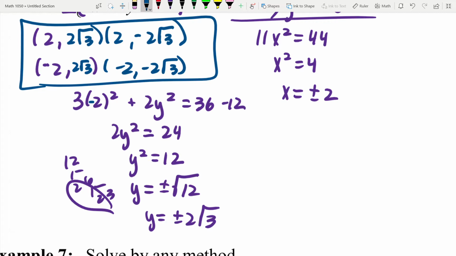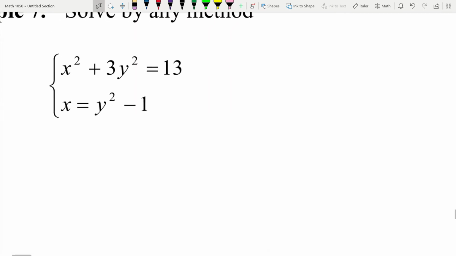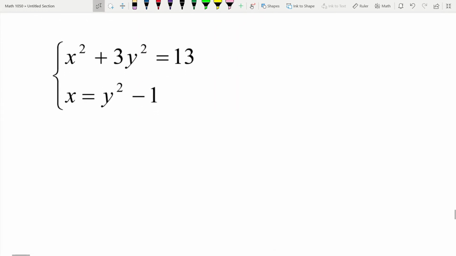Okay? Okay, question 7. What would you use? I'm going to go with what you say. We can use substitution. We can use elimination. Who says substitution? Raise your hand. You guys are just like me. Who says elimination? Okay, elimination, let's do it. But I can't do it right now. There's something funky. What is it?